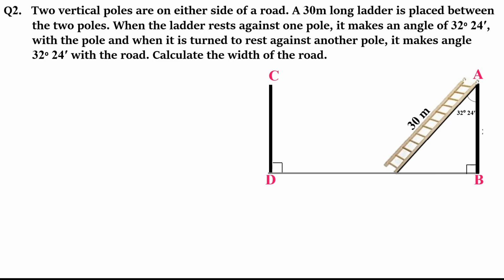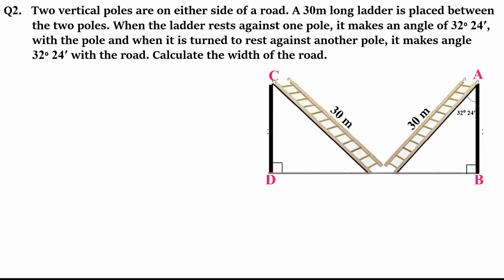Is it okay? Now the next angle, when the ladder is turned, this time it will rest against point C. Over point C the ladder will rest, but this time it is making the same angle, 32 degrees 24 minutes, but this time with the road. So let's place the ladder. The ladder's length we also know. This time the ladder is making the same angle, but with the road.